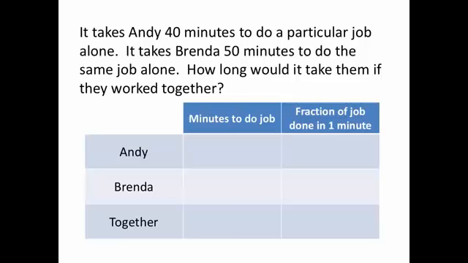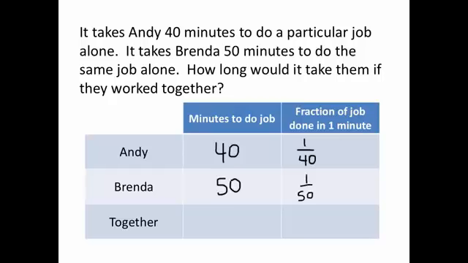So first of all, we know that it takes Andy 40 minutes to do the job. And that means, just like we were talking before, in each minute, he gets 1/40th of the job done. Similarly, Brenda takes 50 minutes to do the job. And so in each minute, she gets 1/50th of that job done.